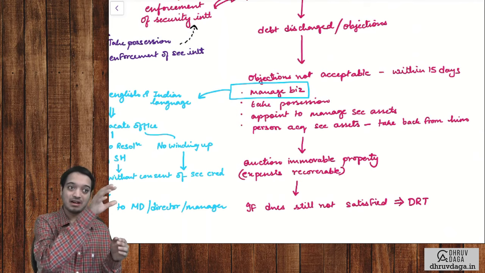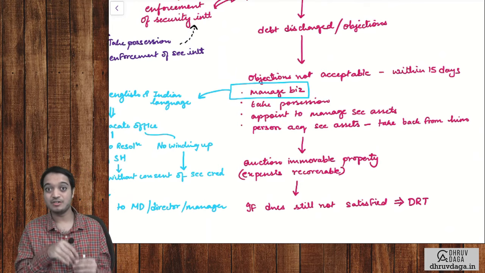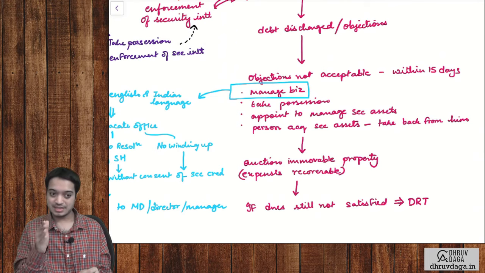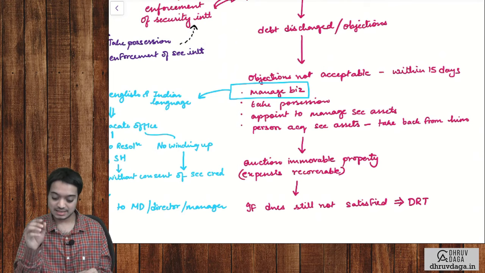So now you can recover this secured asset from that person, to the amount to which the security holds valid. So these are the measures which the ARC can take for enforcement of security interest.